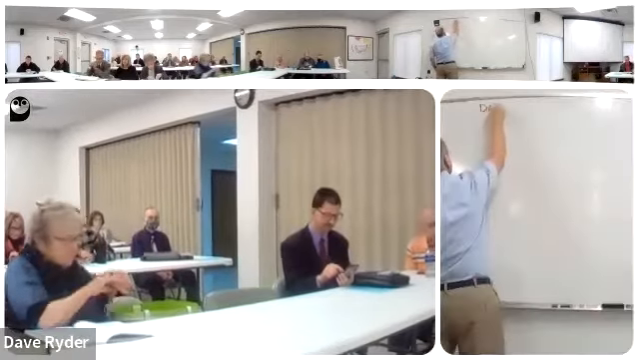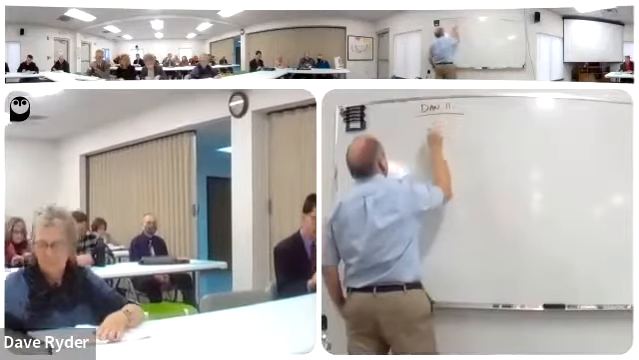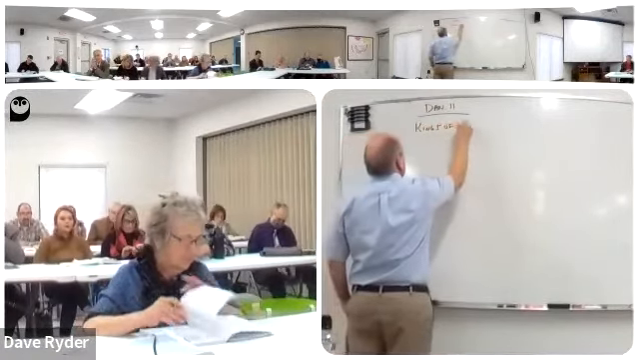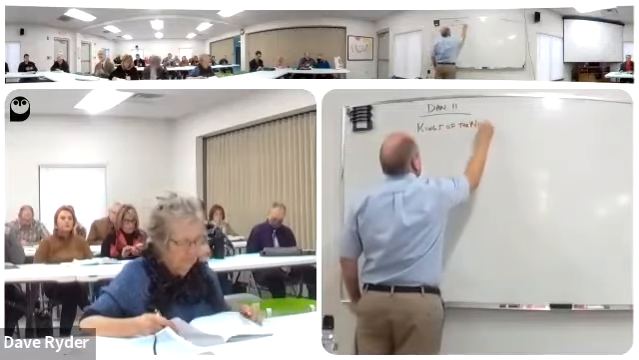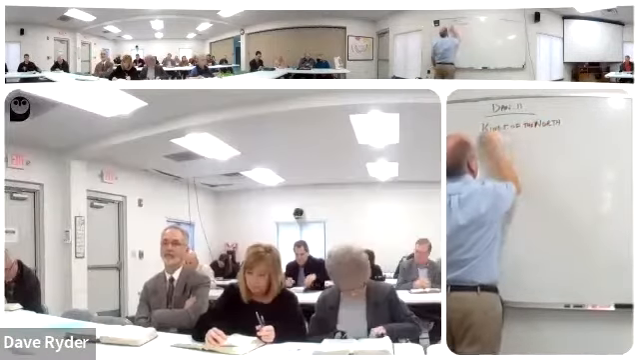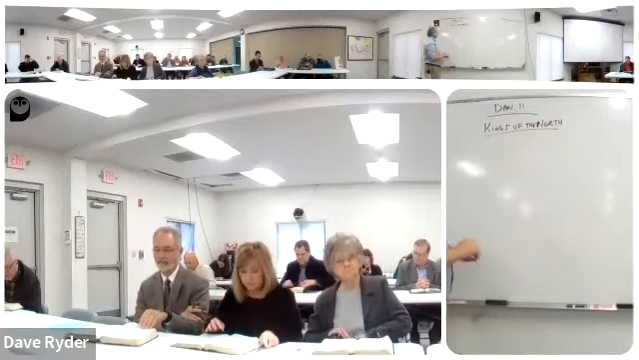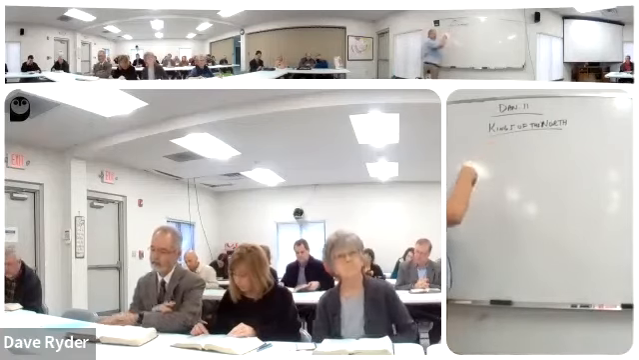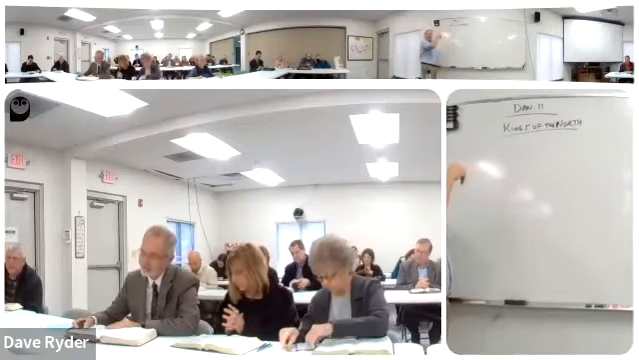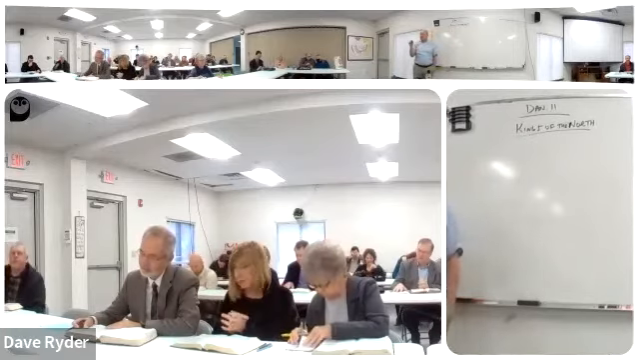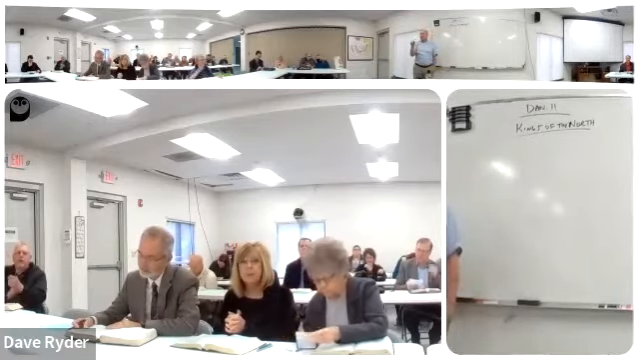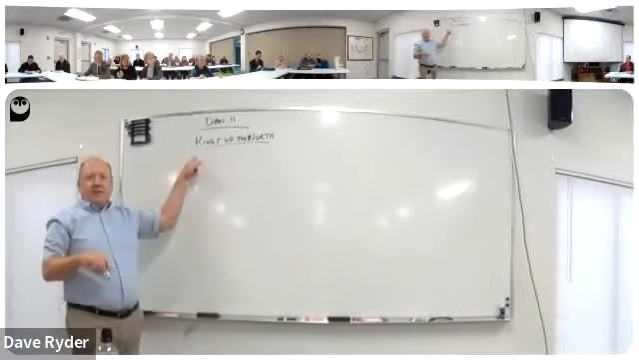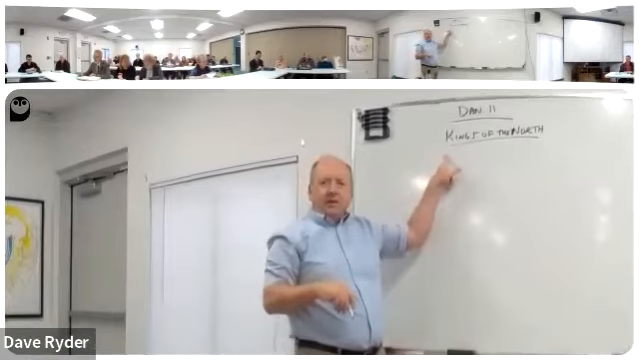Let's summarize Daniel chapter 11. Kings of the North. Who are the kings of the North? What do we start with? Who was the first one mentioned as kings of the North? Persian? No. Babylon. Okay, when we first started Daniel 11, what was the first king of the North?